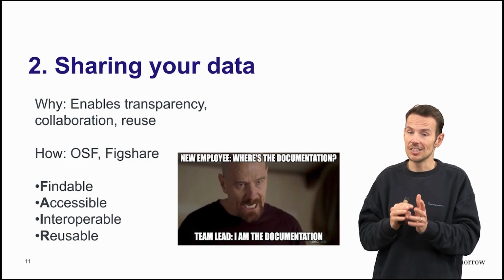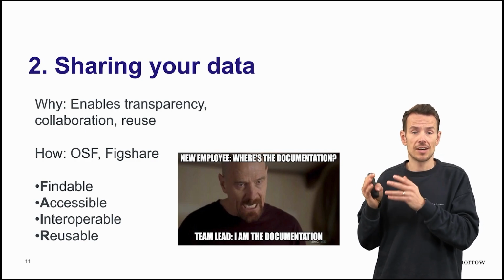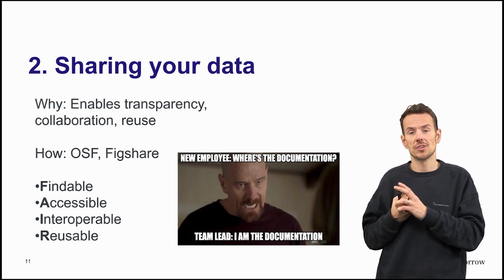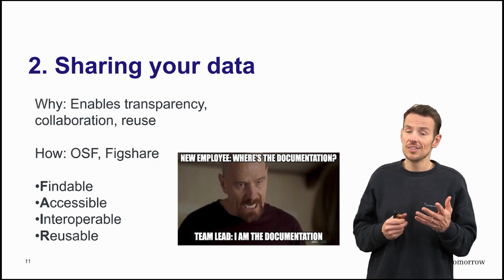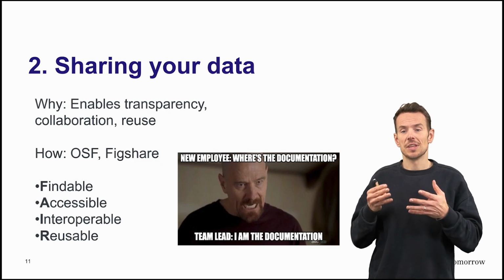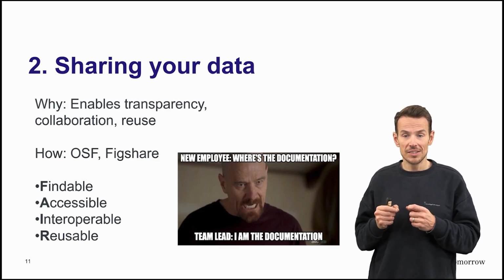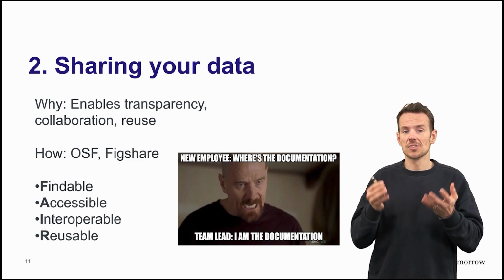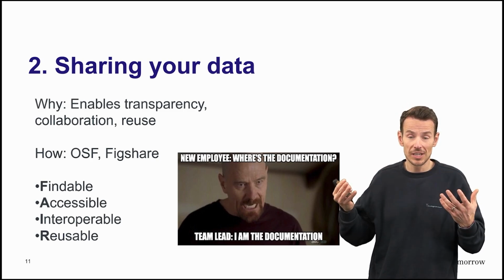You can easily share your data through registries like OSF, Figshare, or whatever your university is offering. And if you do it, make sure to do it in line with the FAIR principles. Findable means adding the right keywords, make sure that other people can find it if they're using search engines. Accessible means it's openly available, and it's not something that is only provided if another researcher asks for it.